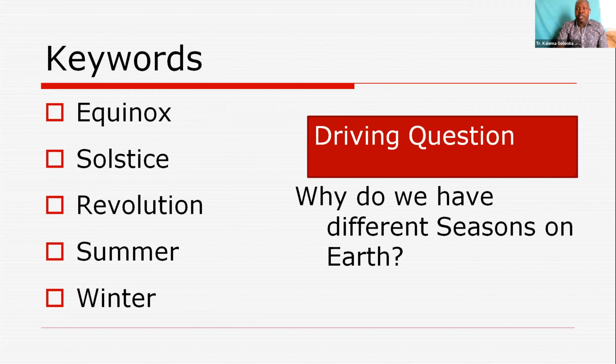So the keywords we shall be talking about today: the equinox. By the end, I need you to understand what that is. The equinox, solstice, revolution, summer, winter. Those are keywords. And our driving question: why do we have different seasons on planet Earth? Why on earth do we have different seasons?